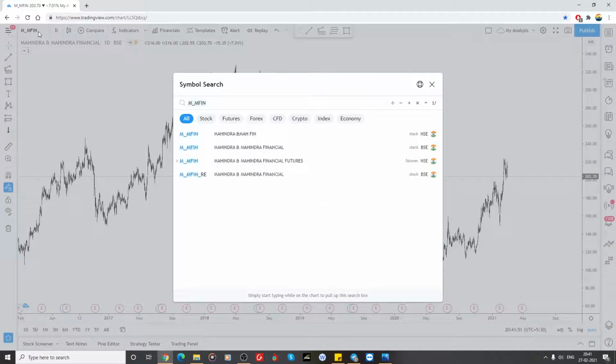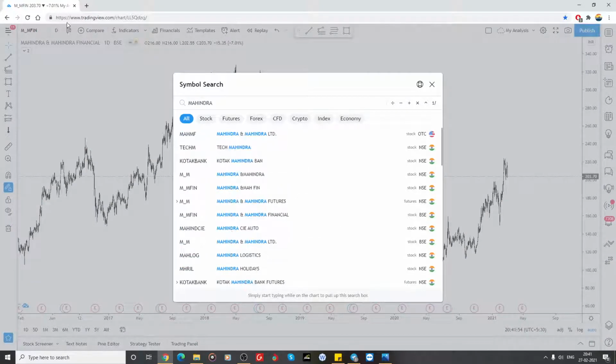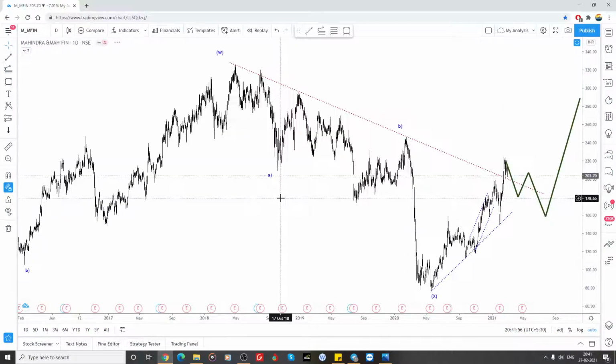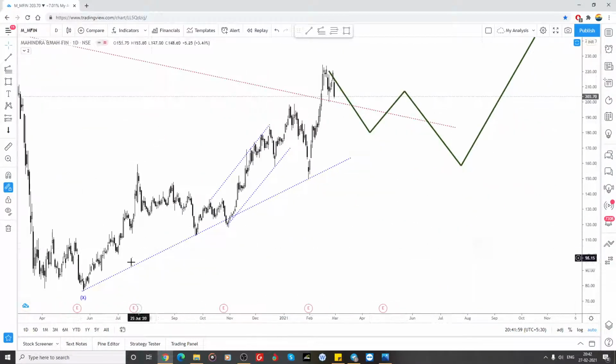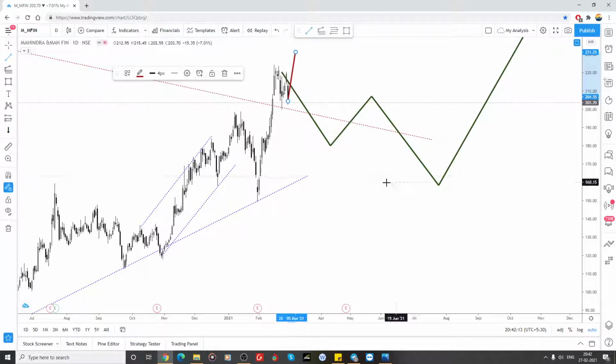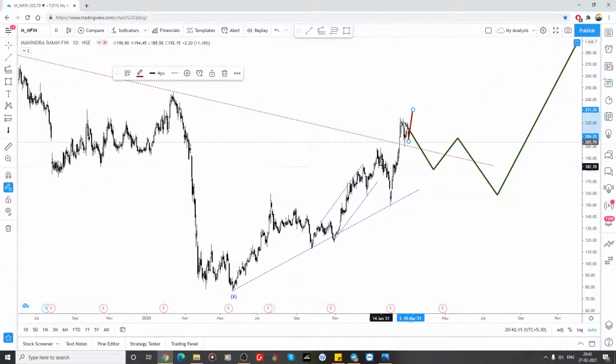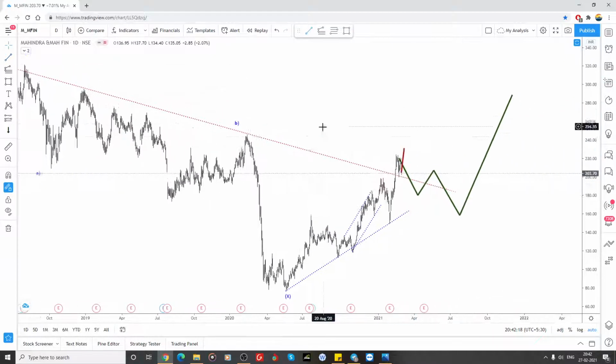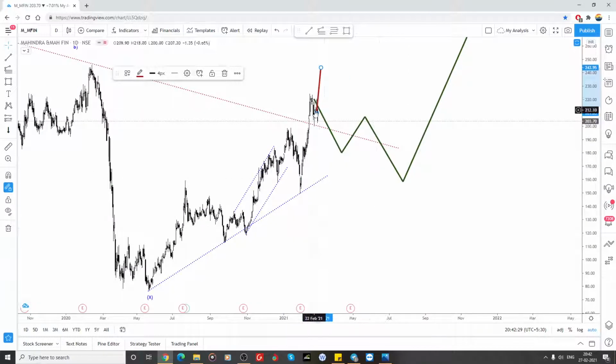Once again, I took this as Mahindra and Mahindra Finance on NSE. See, 1, 2, 3, 4, and I think we are in that fifth wave. Once it gets completed, we need a three-wave structure. In that case, if it reaches this 246 zone, it may get rejected. 1 2 3 4 5.